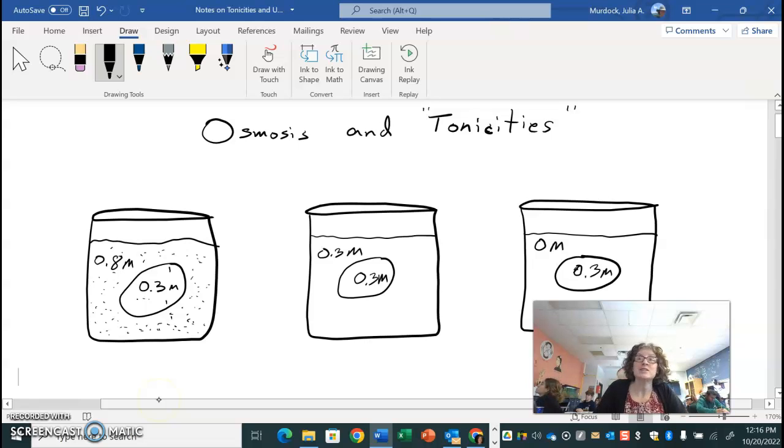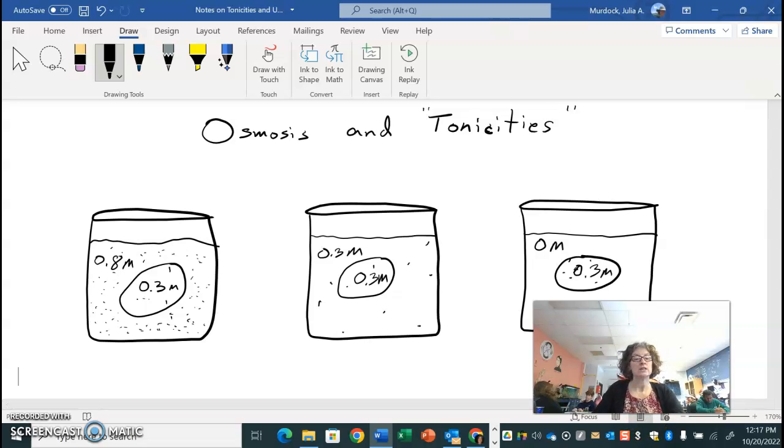Over here, there isn't a gradient. There's no gradient at all because the concentration both outside and inside the cell is the same. So maybe out here we've got some salt molecules like that, and in here about the same, right? So there's no gradient here. The third situation over here, we do have a gradient because there's no salt in the solution outside the cell, and there is some salt in here, right?